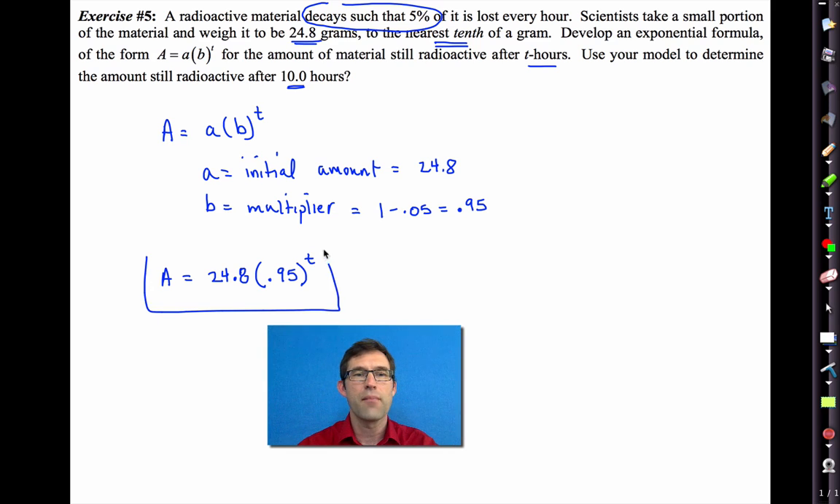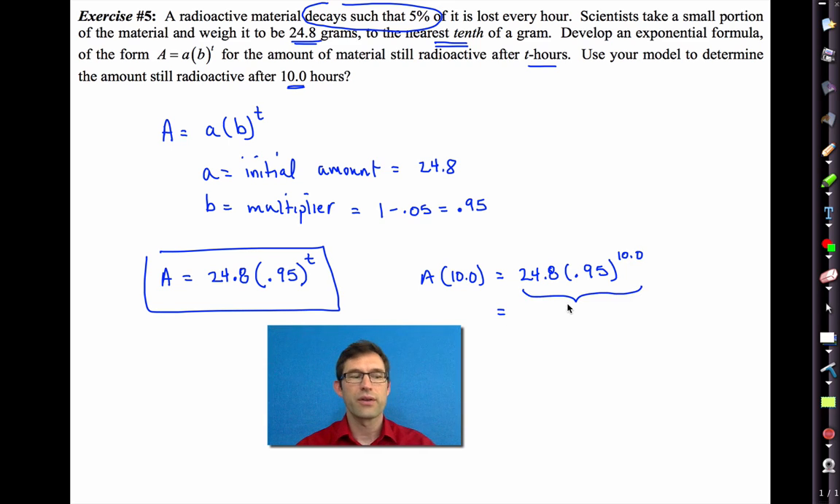So there's our amount. And now, if we want to know how much is there after 10.0 hours, we have 24.8 times 0.95 to the 10.0. This we have to do on our calculator, and it's going to be messy. It's going to come out to be 14.848, etc. And then the question is, what do we round to?